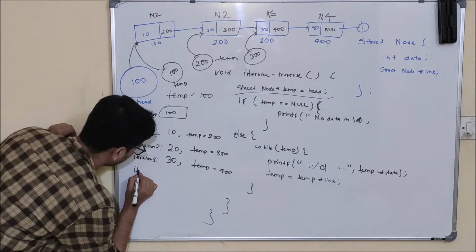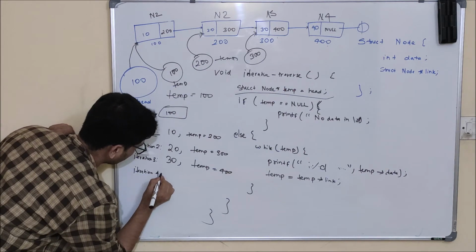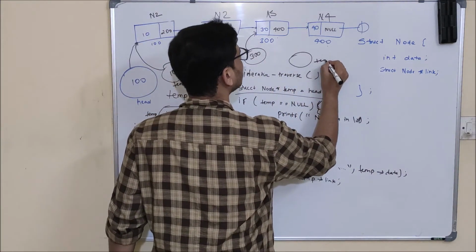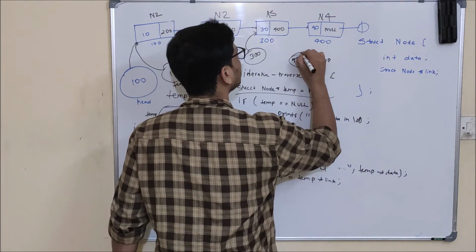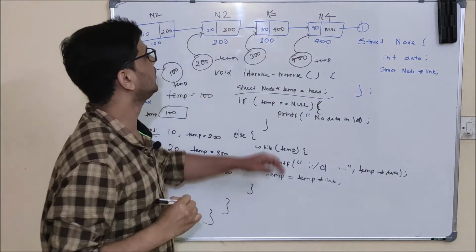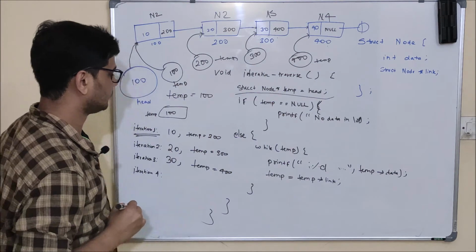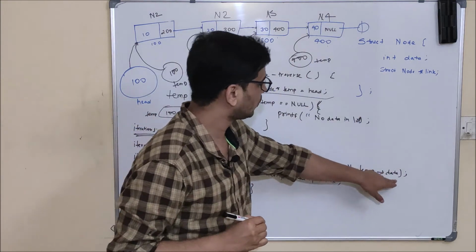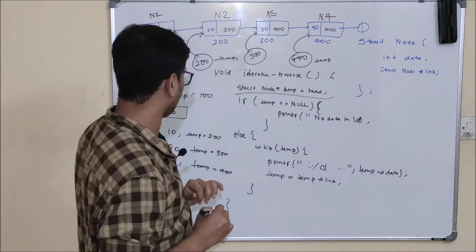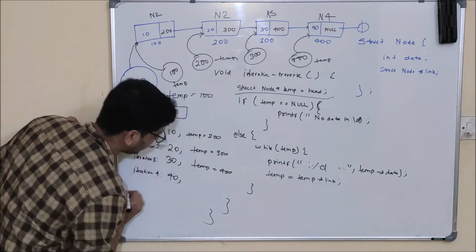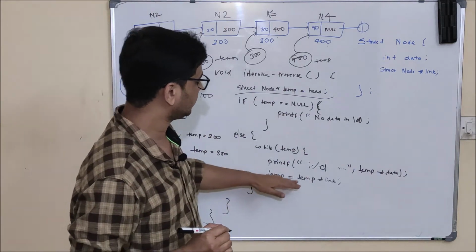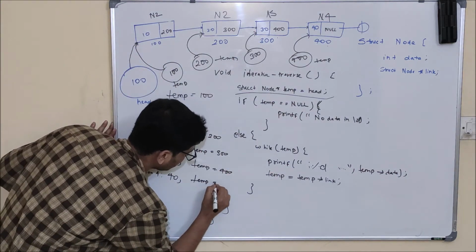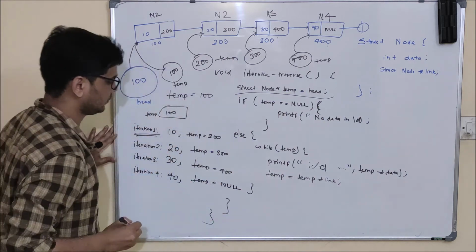Now come to iteration 4. Iteration 4, temp will be equal to 400. That means our temp pointer will contain 400 and will be pointing to the starting address of node 4. Okay? So this will be true and in the next line temp.data will be printed. So the data part of node 4, that is 40, will be printed and in the next line temp will be changed to temp.link. That is, temp will be changed to null.